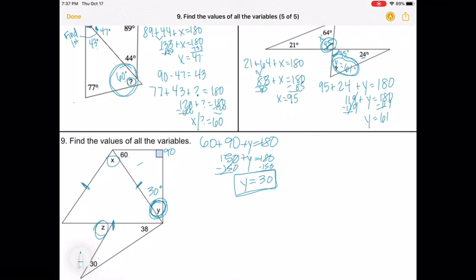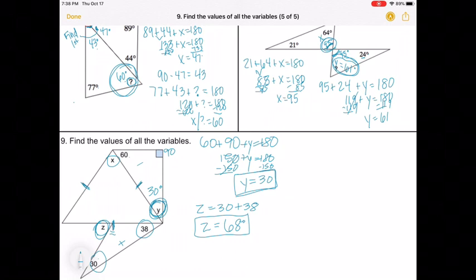Okay, now over here for z, I can use the exterior angle theorem. So that tells us that z is going to equal 30 plus 38. So that should be a pretty quick one. So z equals 30 plus 38, so z equals 68 degrees. And I'm going to write beside these actually what relationship I used. So up here I said sum of interior angles. Okay, to find z, I used the exterior angle theorem.